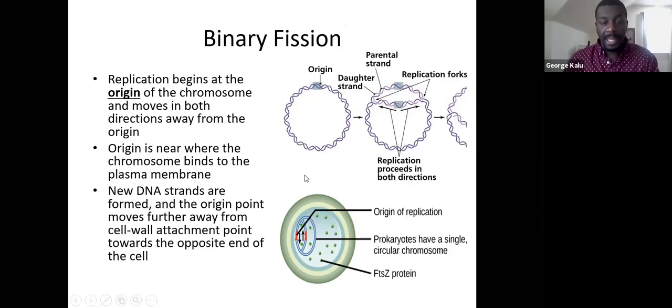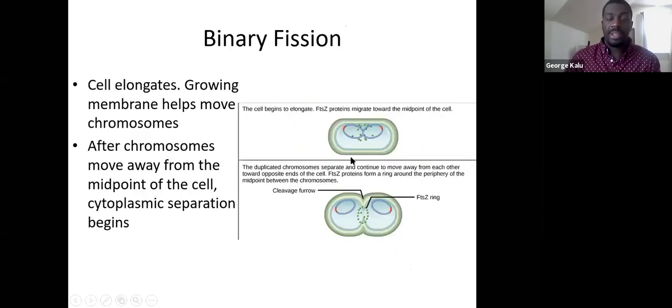Once we replicate that DNA, the cell is going to begin to elongate. And as it elongates, the plasma membrane is going to begin to grow, and that's going to help to move the chromosomes to opposite sides of the cell. As the chromosomes move to opposite sides, we're going to start pinching at the midpoint here, and that's going to begin our process of cytoplasmic separation. This is where we begin the cytokinesis process, or a process similar to cytokinesis, I should say.